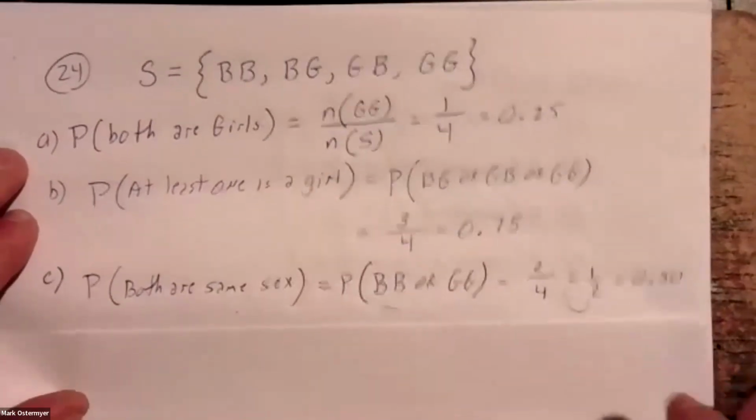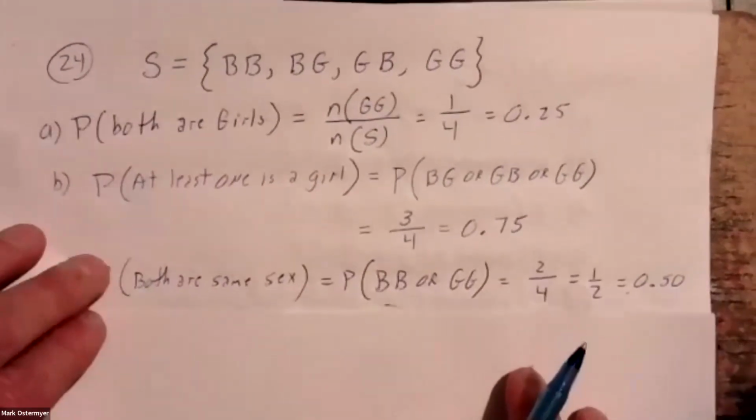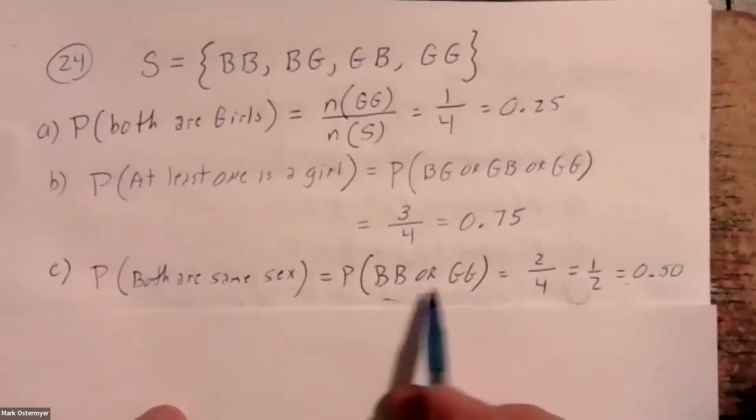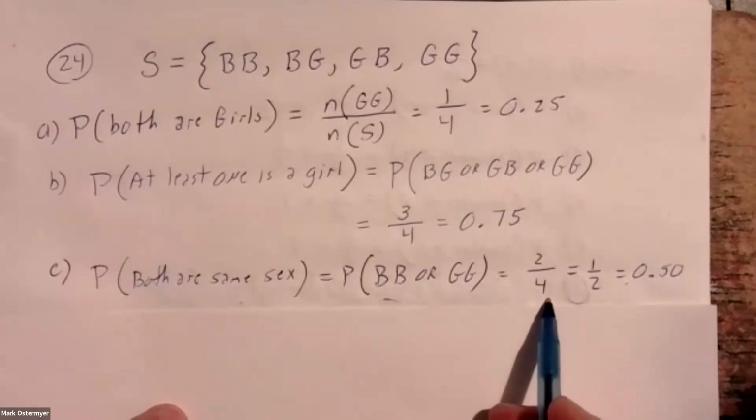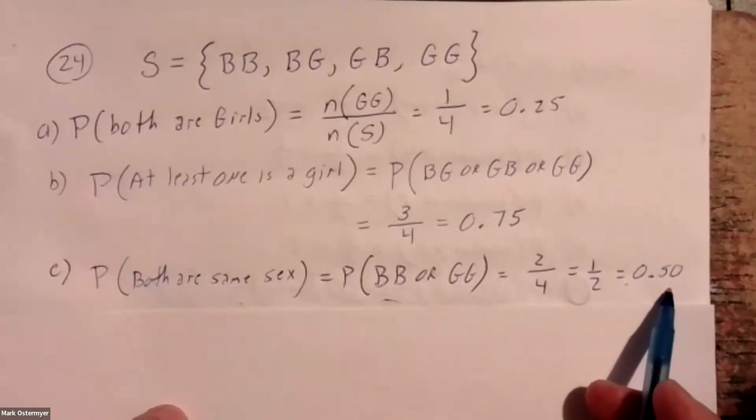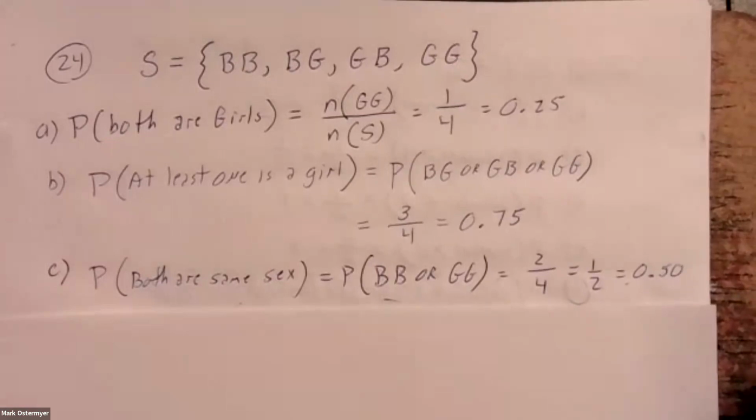Finally, what's the probability that both children are of the same sex? Well, that would occur if you have a boy and a boy, or a girl and a girl. That's 2 ways out of 4 possible outcomes, which is 1/2 or 50% chance. Did we get those computed properly? Is this making sense, how we're computing these probabilities here?